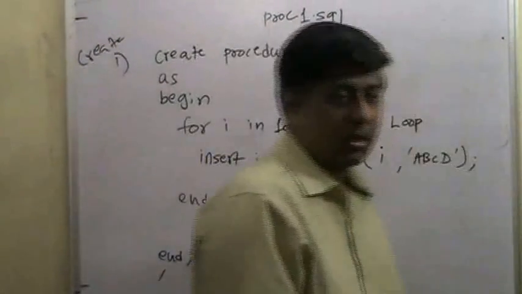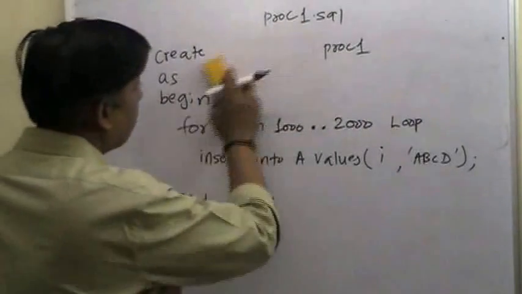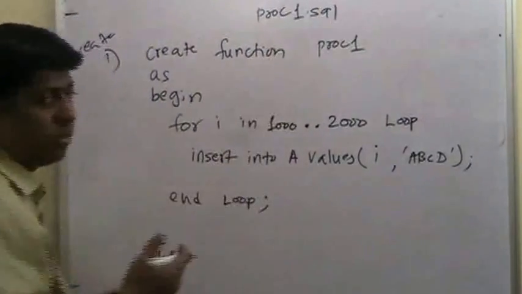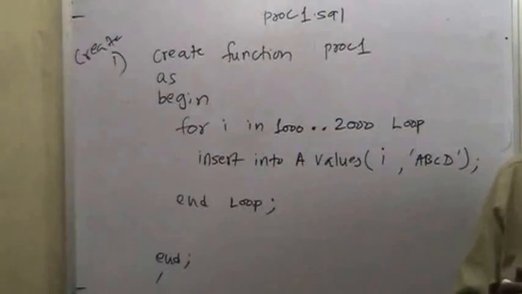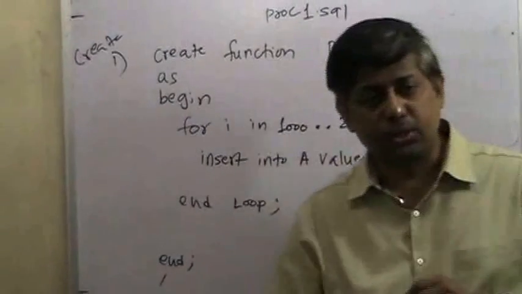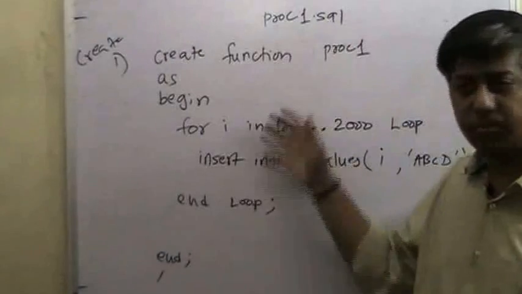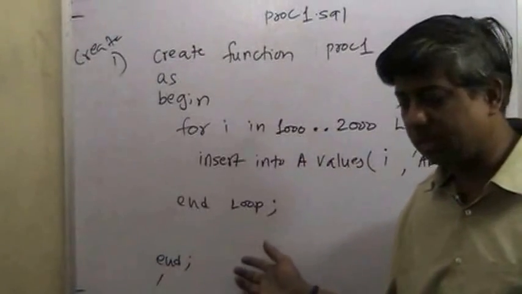Function is very similar. The only difference between a procedure and a function is that here, instead of the word procedure, you write function, and the job is also done. There are some very fundamental programmatic differences between a function and a procedure. The PL/SQL developer would know when to write a function and when to write a procedure, but the syntax is very similar. 95% of the syntax is exactly the same.